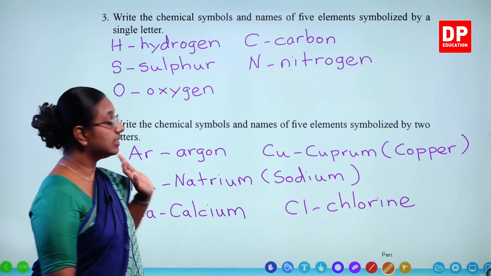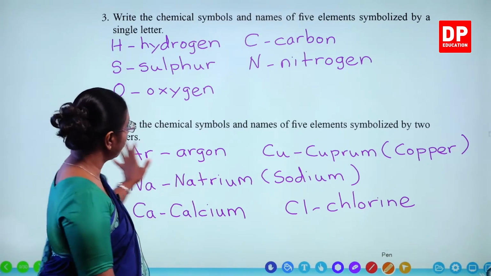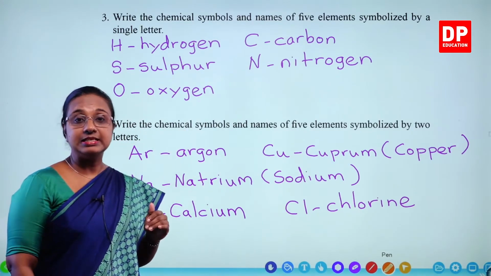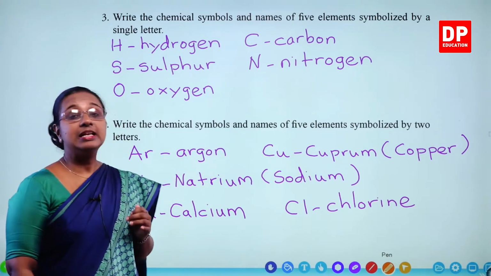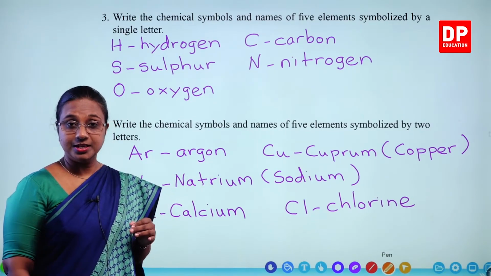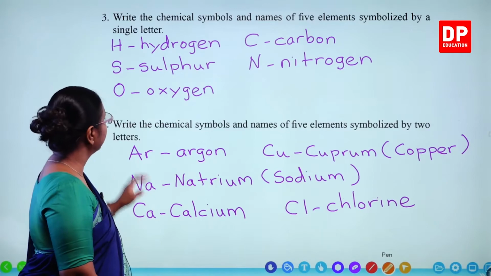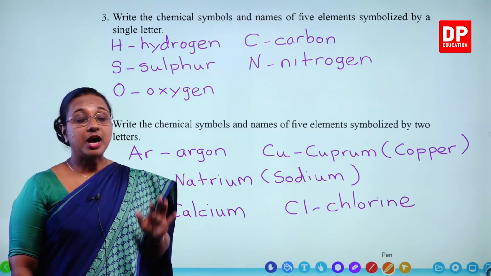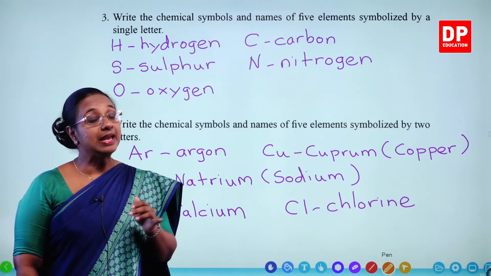So, is this clear to you all students? We have learned all these symbols to write their chemical symbol and the name. And you are familiar with the Latin name as well as the English name. So, with that, we have finished the questions given in your textbook. So, now I will be discussing some extra questions.